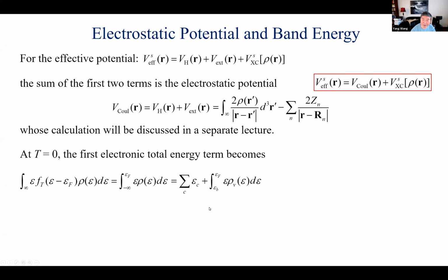So we can break this down into two different terms. One is for the core states, another is for the valence. This integration is from the bottom of the valence band to the Fermi energy, and anything below will be the bound states or the core states. We can calculate exactly by solving the Kohn-Sham equation with proper boundary conditions. So this E_c can be calculated. That's why we sum over here. This is in practice how we do it, right? We solve core states and valence states differently.